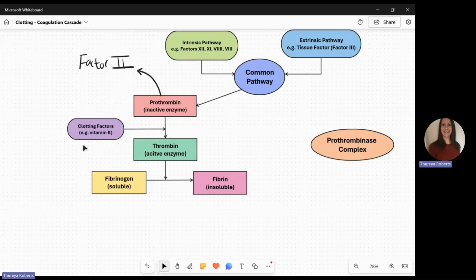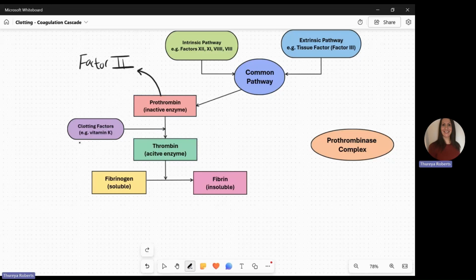To activate prothrombin, the body relies on a group of proteins called clotting factors, shown here in the purple box. These clotting factors work in a cascade-like process where one factor activates the next, amplifying the signal step by step to ensure a fast and efficient response.